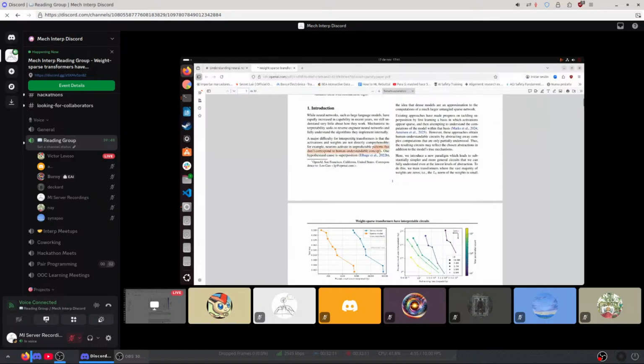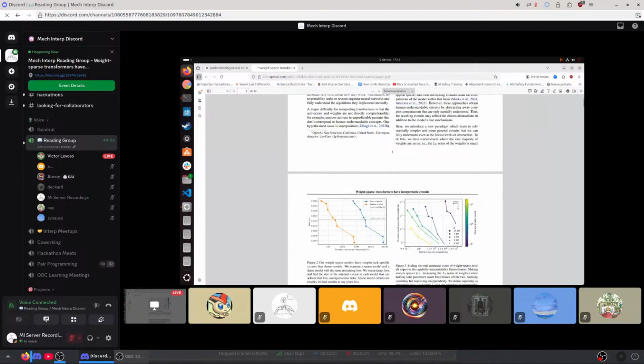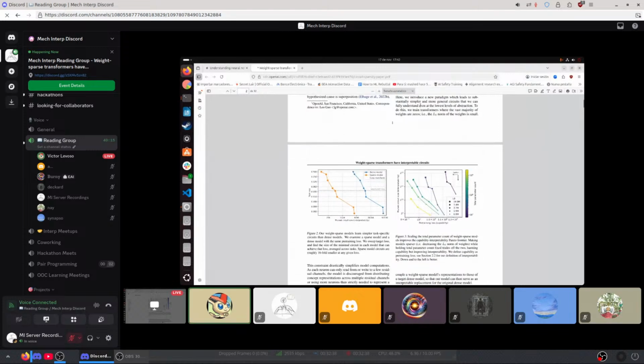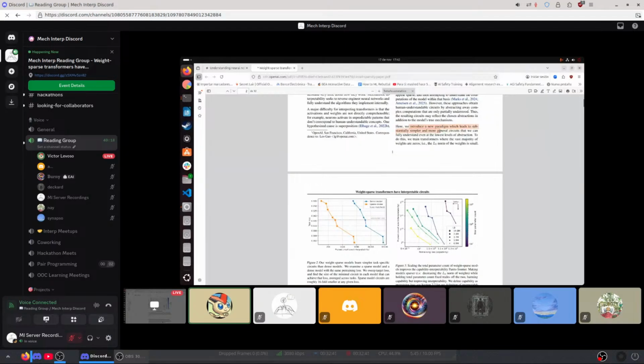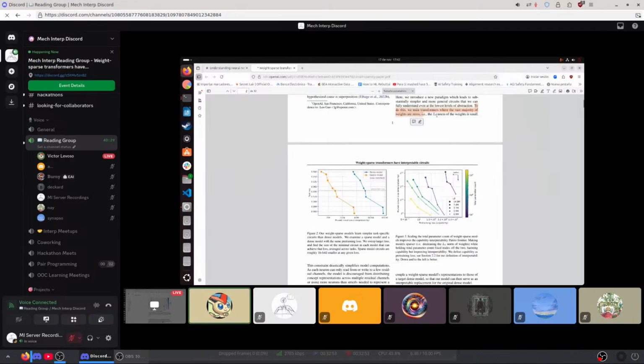Comprehensive superposition. Okay, yeah, first learning a basis with sparse representations of parts and then attempting to understand computations of the model with them. However, this approach attains human interpretability by abstracting away complex computations that are only partially understood. Yeah, that's what I was saying. It may reflect the chosen abstractions in addition to the model's true mechanisms. Here, we introduce a new paradigm with substantially simpler and more general circuits that we can fully understand even at the lowest levels of abstraction. To do this, we train transformers where the vast majority of weights are zero. Yeah, that's what we are discussing.